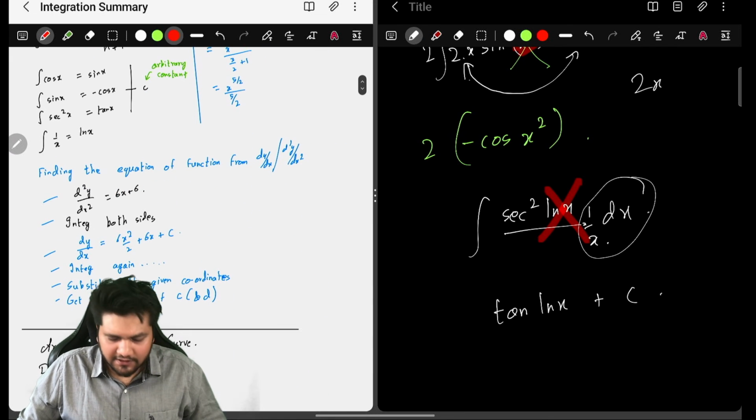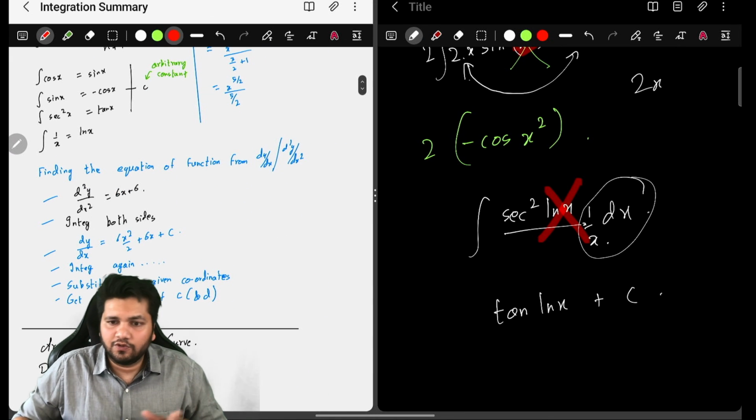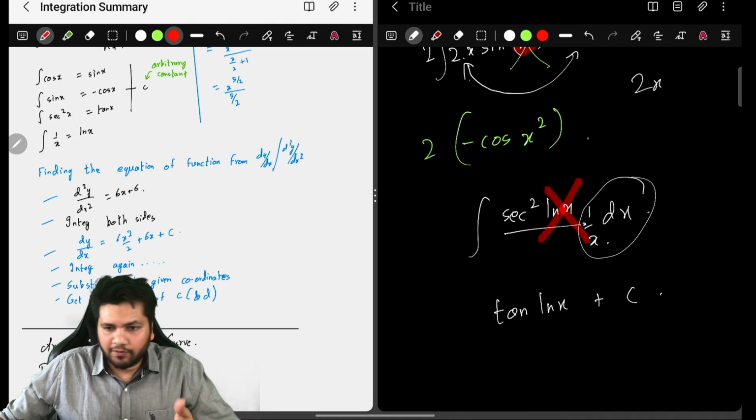That's all you have in integration, but definitely area under the curve is very important. So just go through the problem solving of this video.